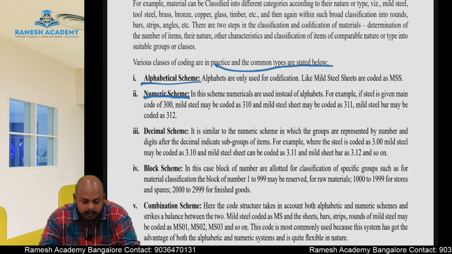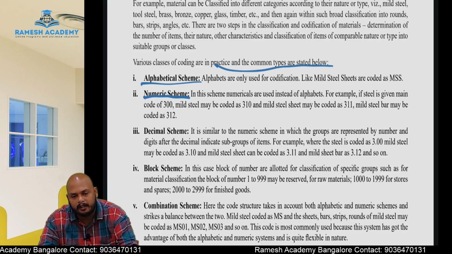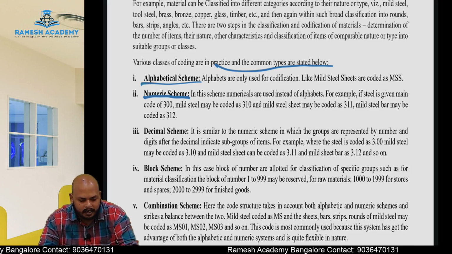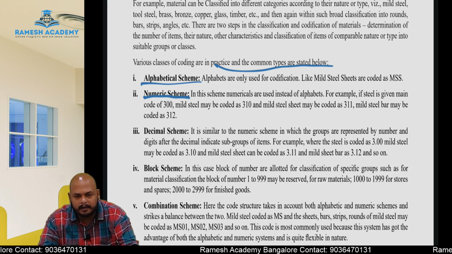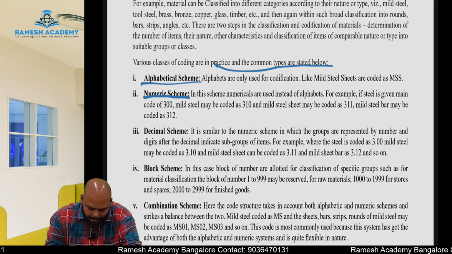The numeric scheme. Here they identify the raw material by using numerical numbers, like 310, 312. Like the roll numbers you get when you go to college, to identify a person. There will be a roll number. Same way, to identify a raw material, they will give a number.